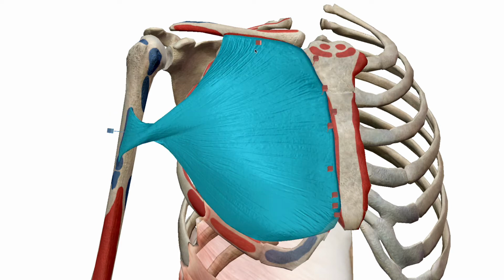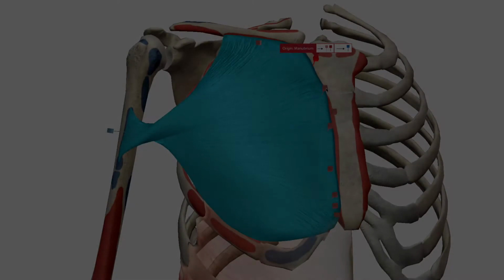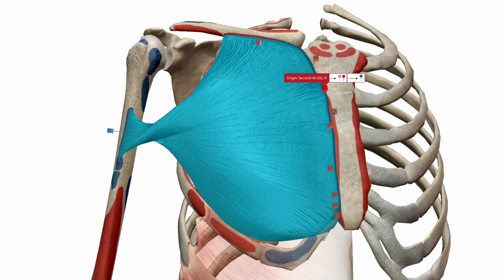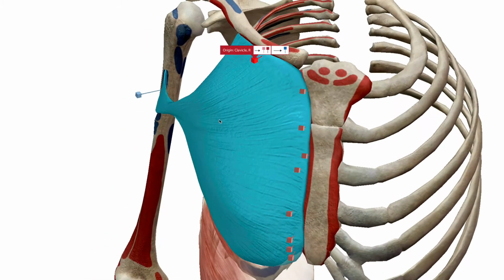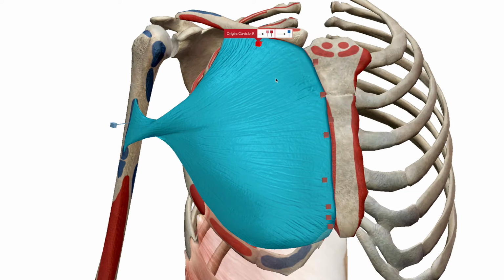Okay, and its points of origin are the sternum in the chest area, right? But it also attaches to some of the ribs, like your fourth rib, your fifth, sixth, or your external obliques, and the sixth rib at the most inferior point. But it also attaches to the clavicle. Okay, so it's not really as well known to attach to that point.